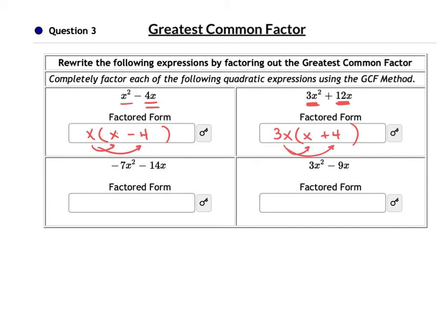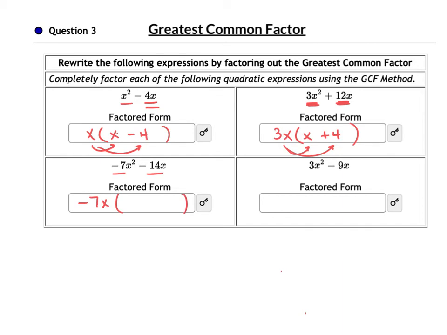This next one, notice how they both have a negative in them. When every term is negative, it's very common to include that negative as part of the greatest common factor. Both 7 and 14 are divisible by 7. I'm going to pull out the negative because they're both negative, and they both have a 7 in them, and they both have an x in them.